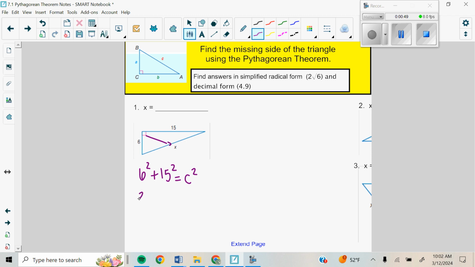6 squared gives us 36. 15 squared is 225. So we can go ahead and add those, and that gives us 261 equals c squared. Now to get c by itself, we're going to take the square root on both sides. The square root of 261, first we always ask ourselves, is that a perfect square? And it is not. So then we ask ourselves, is there something I can divide out of 261?